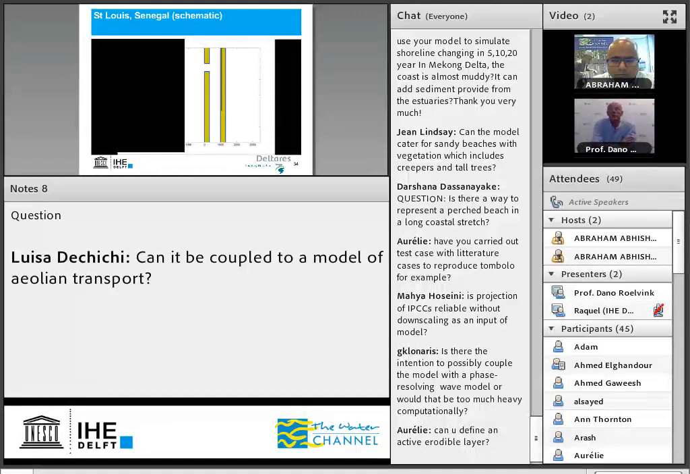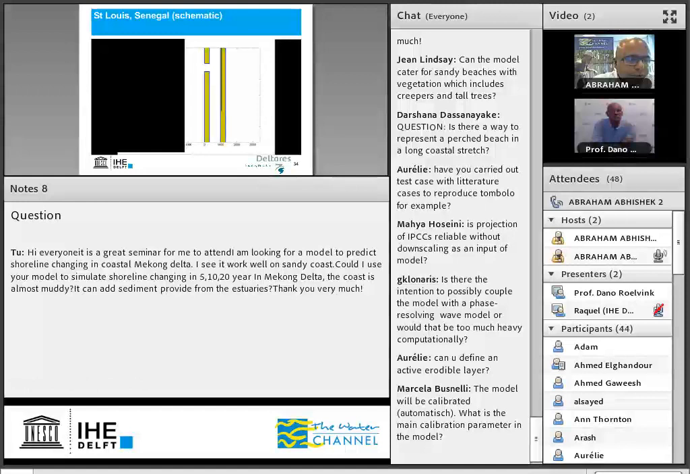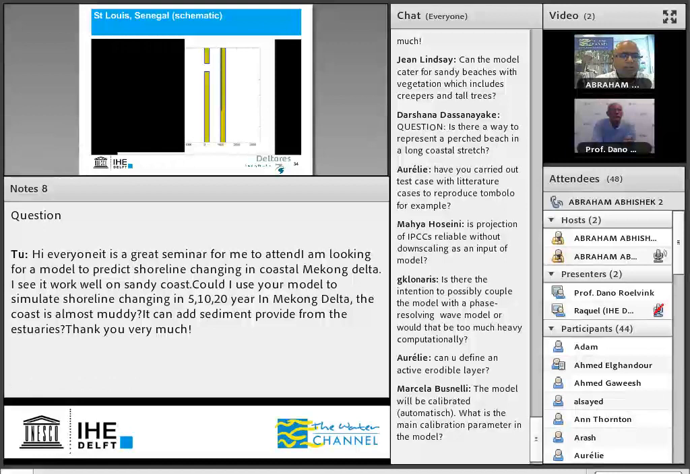I'll now read out the next question, which is from Tu, who says that she's looking for a model to predict shoreline changing in coastal Mekong Delta. I see it work well on sandy coast. I presume she means the model that she's using right now. Could I use your model to simulate shoreline changing in 5, 10 or 20 years in Mekong Delta? The coast is almost muddy.